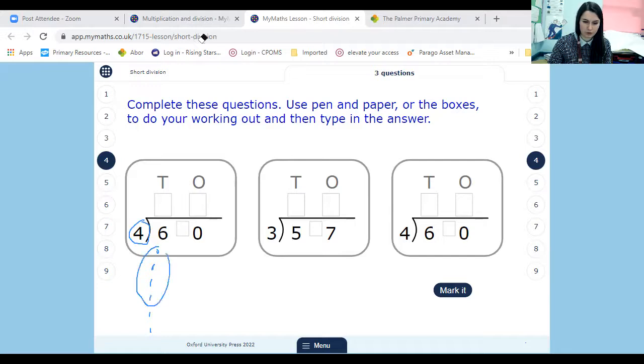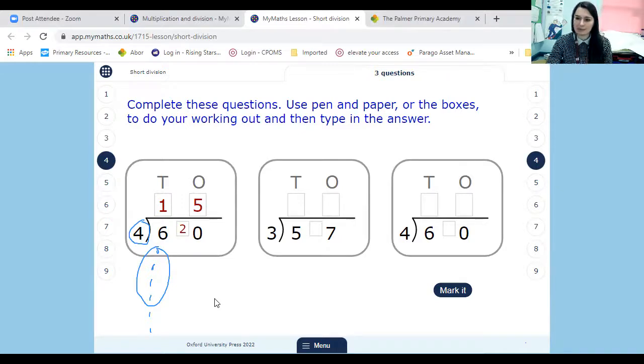So there's 1 group of 4. And actually, I can't make any more total groups of 4. So that was only 1 group of 4 with 2 as the remainder. Now 4 into 20. 4, 8, 12, 16, 20. That's 5 groups of 4.